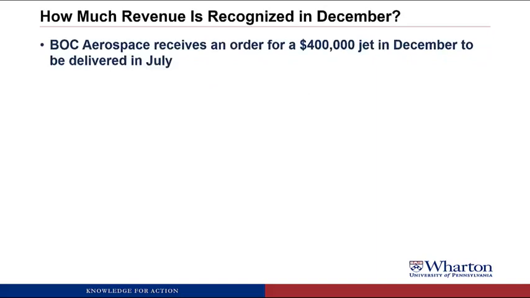BOC Aerospace receives an order for a $400,000 jet in December to be delivered in July. The answer here is 0. BOC Aerospace has not delivered any goods or services in December, so they have earned no revenue, which means they can't book any revenue until they actually deliver a jet.